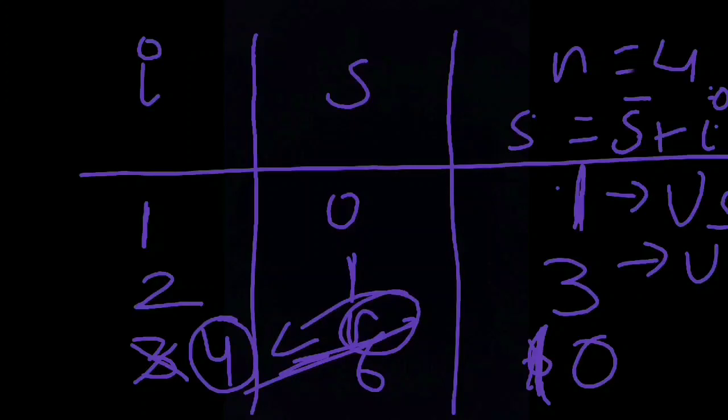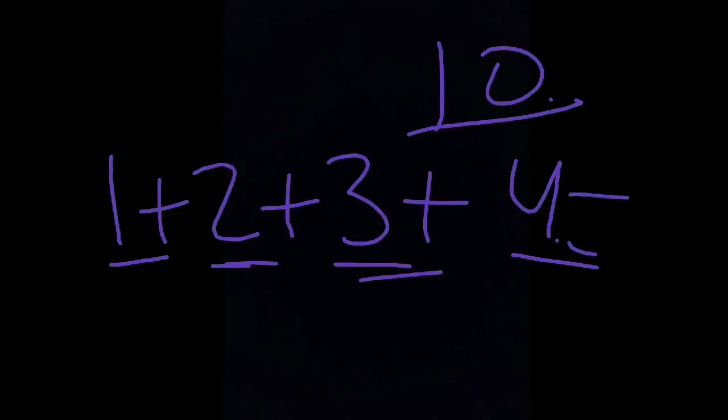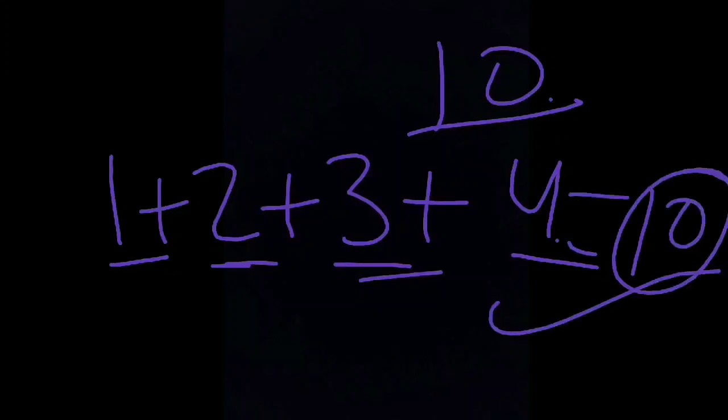After the loop is exited, I want to print sum, so 10 will be printed. Now let's check mathematically whether it is correct or not. So I do 1 plus 2 plus 3 plus 4. It's obviously 10, guys, so it is mathematically correct. So yeah, my program is mathematically correct.